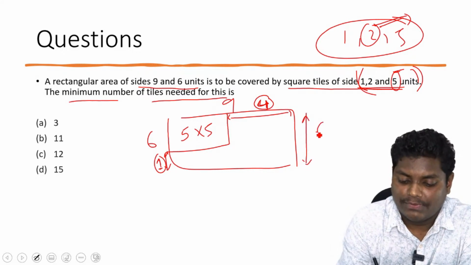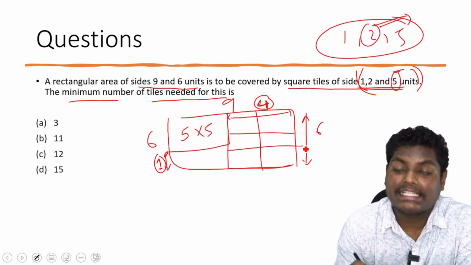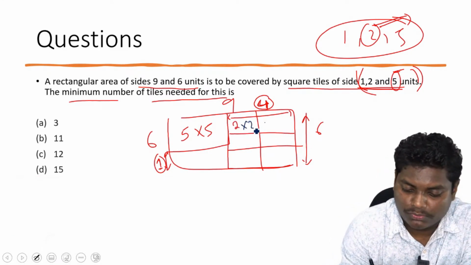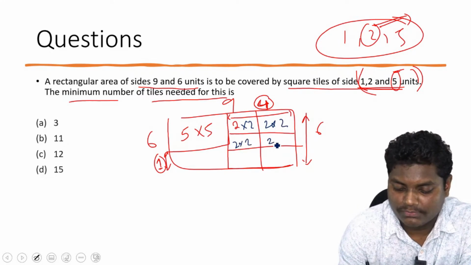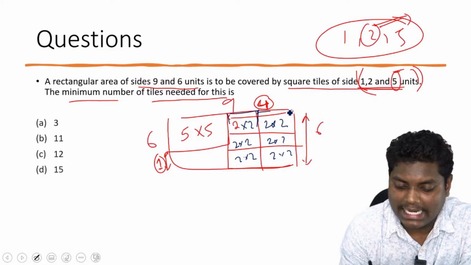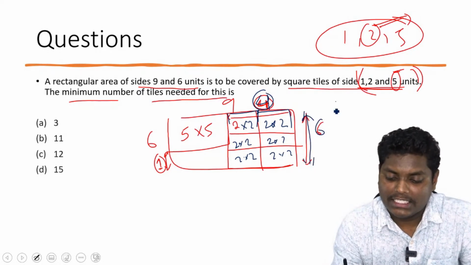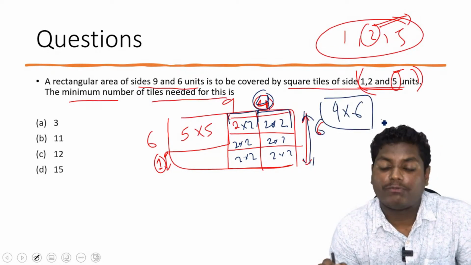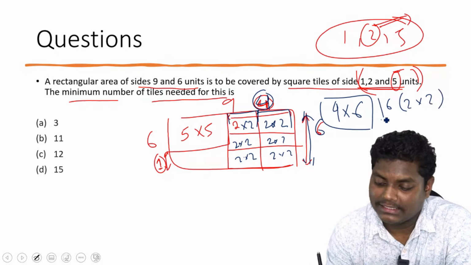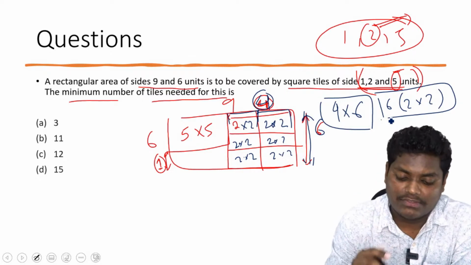So in this area, we can fit 6 2 cross 2 tiles. How? I'll explain. 2 cross 2, 2 cross 2, 2 cross 2. This side length is 2, this side length is 2, so the two can combine to give you 4, and this side length we have 6. So in this 4 cross 6 area, we can place 6 2 cross 2 tiles. This is the maximum we can get. Is this clear for you? 6 2 cross 2 tiles we get here.